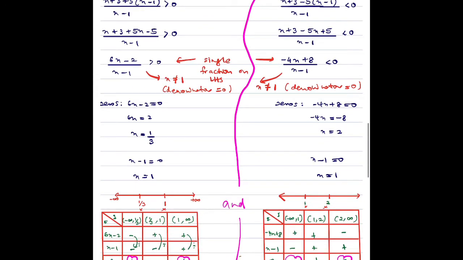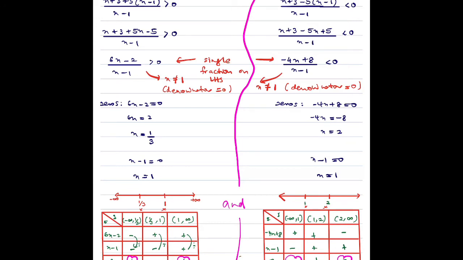Then this is rational, and we have two factors here: 6x minus 2 over x minus 1. For each factor you find the zeros. The zeros are 1 over 3 and 1. Two zeros will divide the number line into parts, so set up the number line and the sign table.